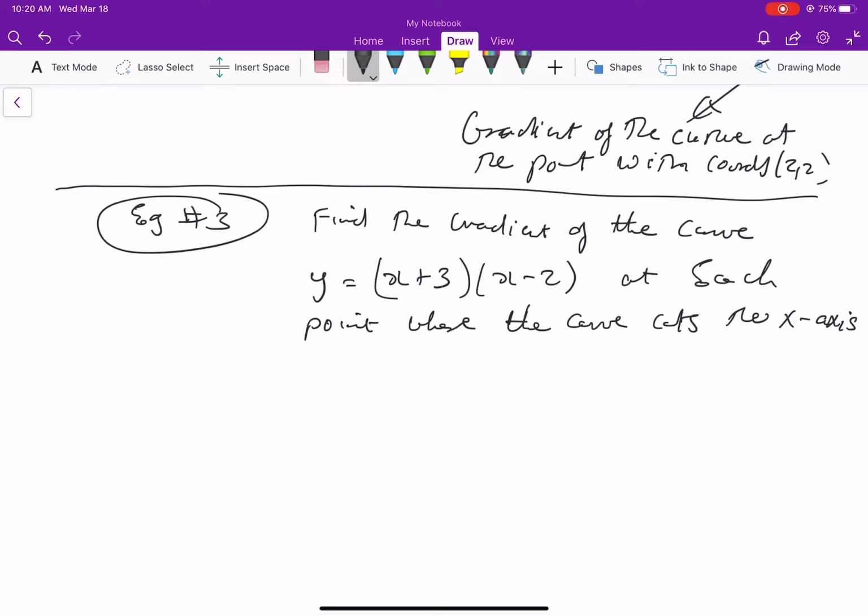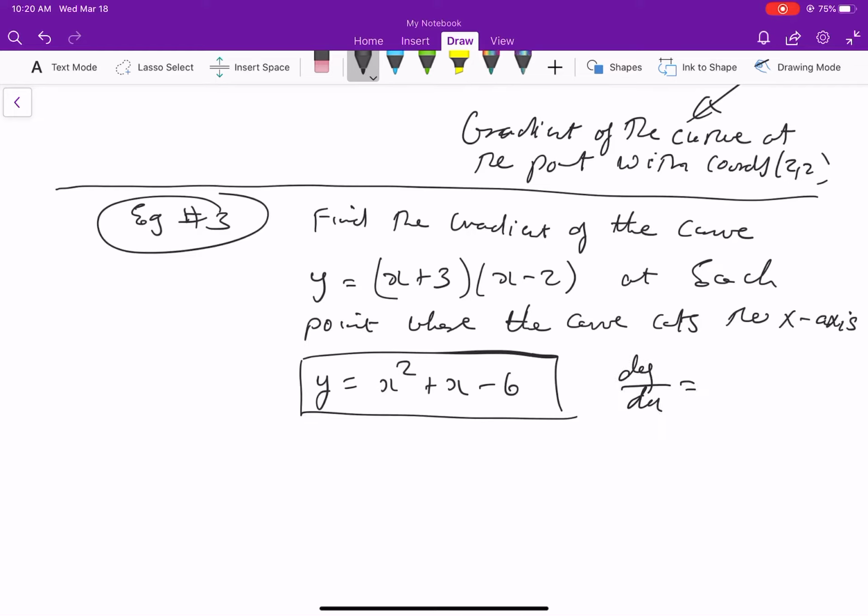That's not in the standard form of a polynomial, so we'll expand out the brackets. y is equal to x squared. This will give me, looks like minus 2x and plus 3x, so that's plus x. I'll double check my algebra there. 3x minus 2x is x. And then 3 by minus 2 is minus 6. This function now is in the standard form of a polynomial. I can differentiate. dy dx is, at this point you should be experts, 2x plus 1.